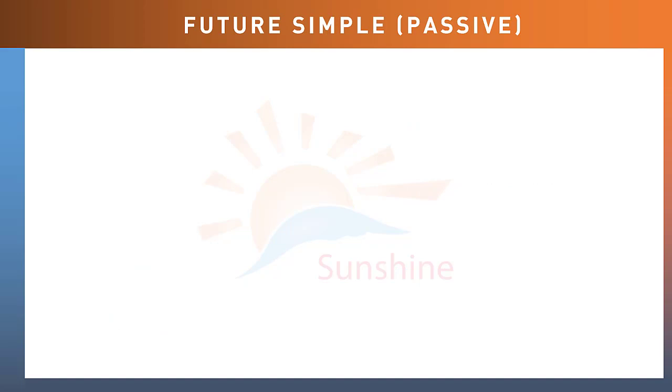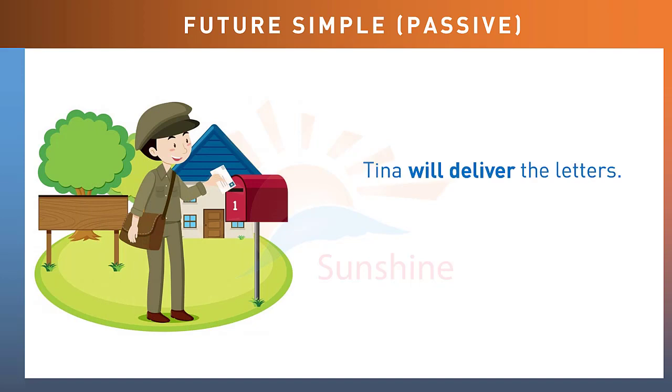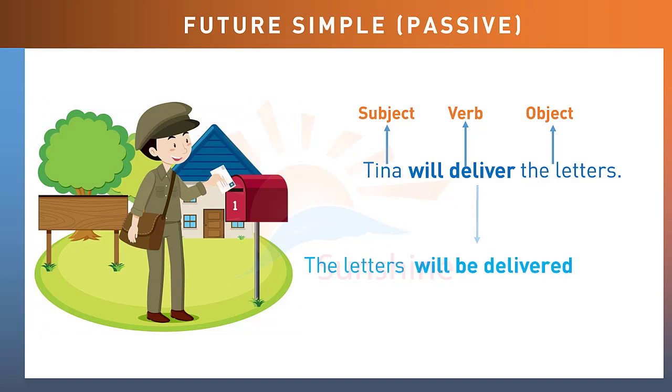Now we'll try future simple. In the active voice, Tina will deliver the letters. Tina is the subject, deliver is the verb, the letters are the object. So in the passive voice, the letters will be delivered by Tina.